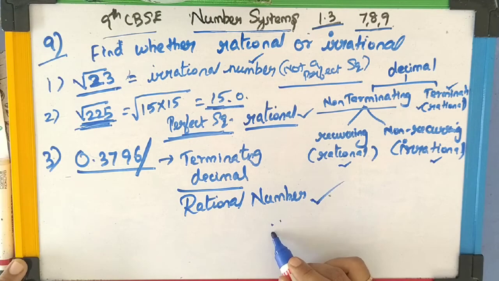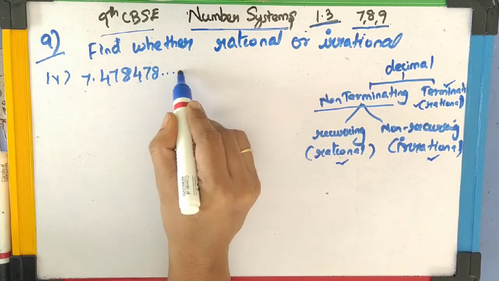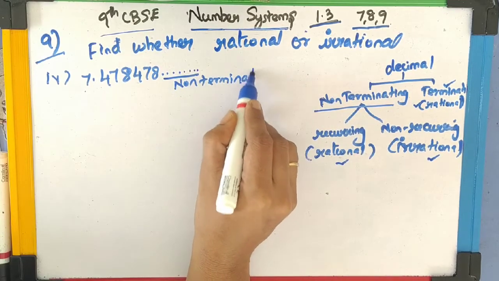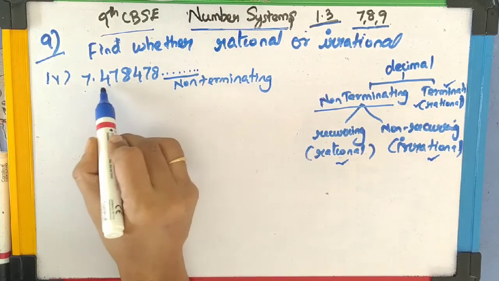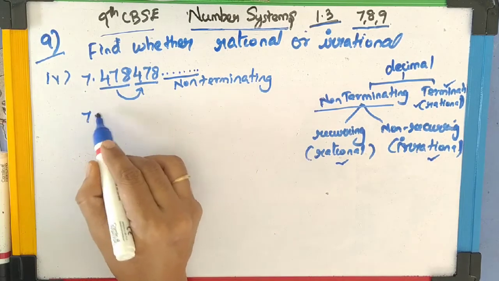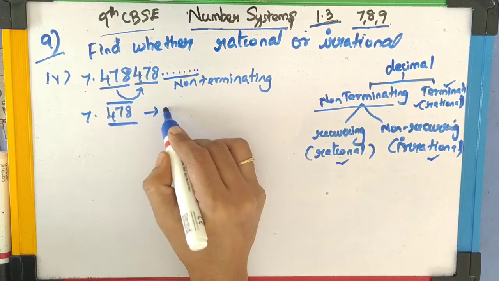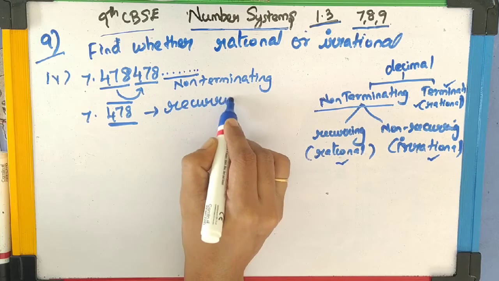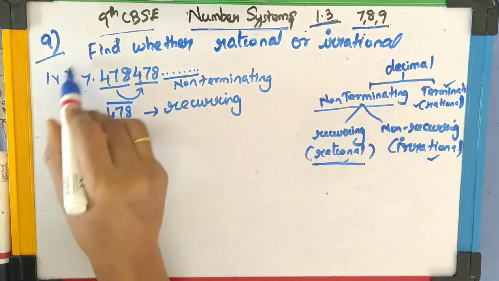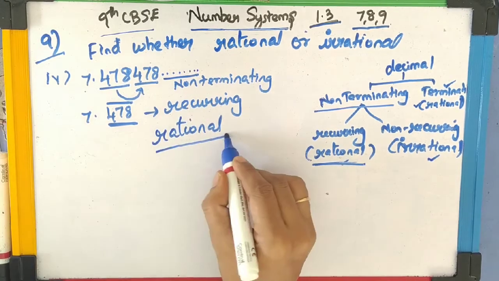Now let's go to the fourth question. 7.478478, and it goes on. So here we can clearly see 478 is repeating. From the dots we can conclude that it is non-terminating, but the digits after the decimal point are repeating, that is recurring. So there is only one non. It's non-terminating but recurring. So it is a rational number, because we know that recurring non-terminating decimals are rational numbers. Clear?